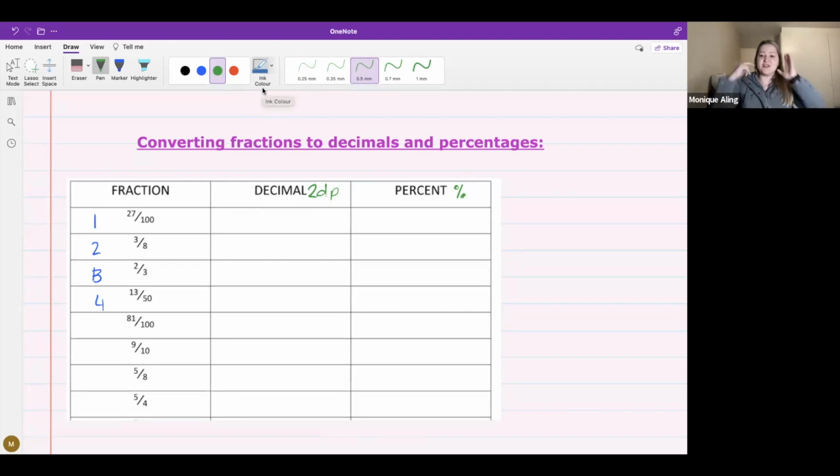Okay, would anyone like to unmute and let me know their decimal answer for the first one as well as the percentage answer? Anybody?